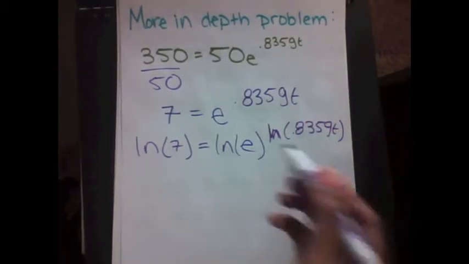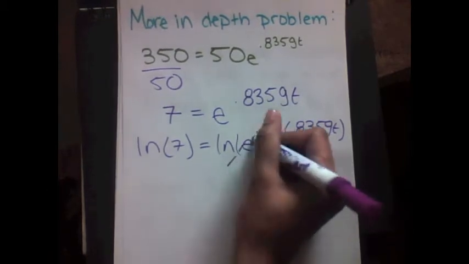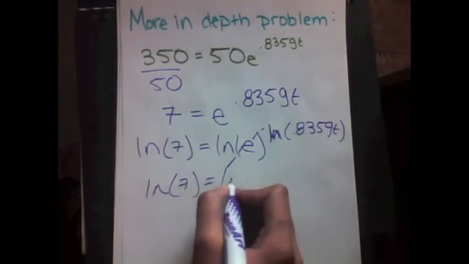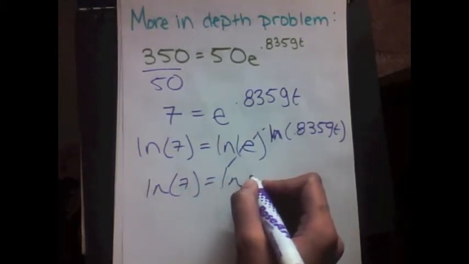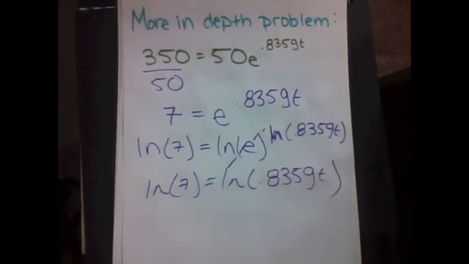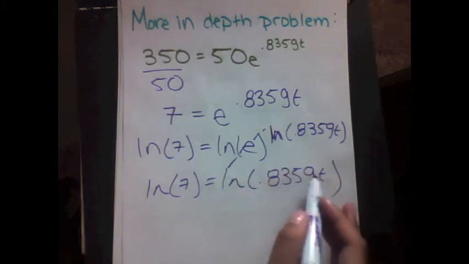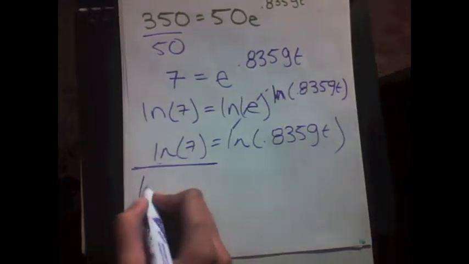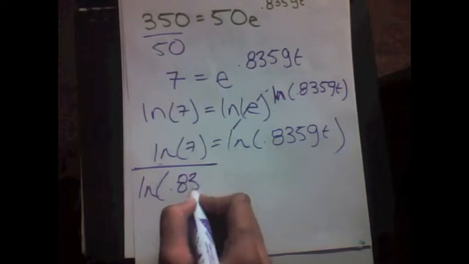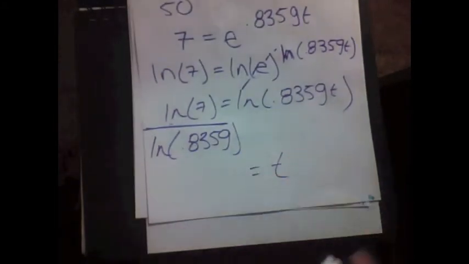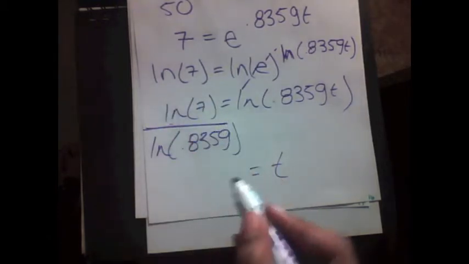Now, ln of e, they cancel out. Simple. And then you could just bring this down so that we can start solving. Since the t is on this side, we're going to divide, and take this whole thing and bring it over here. It's algebra, basically, just with ln in there, which you have to use the calculator for. You type this into the calculator, and you will get the answer.